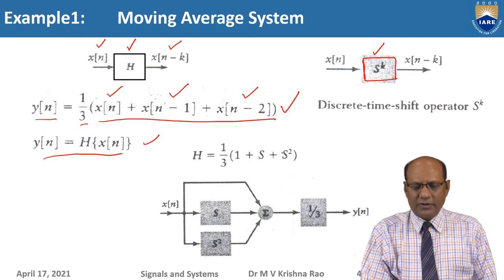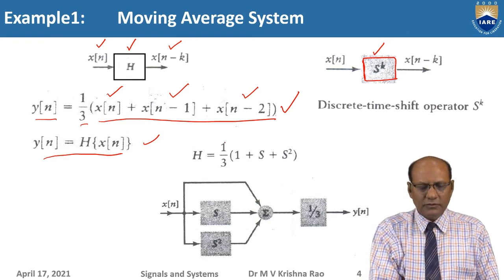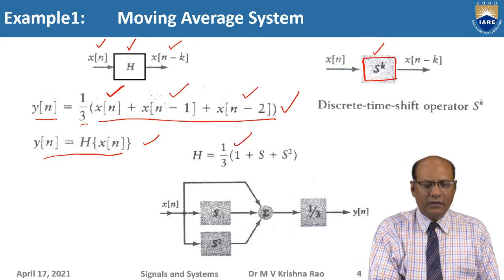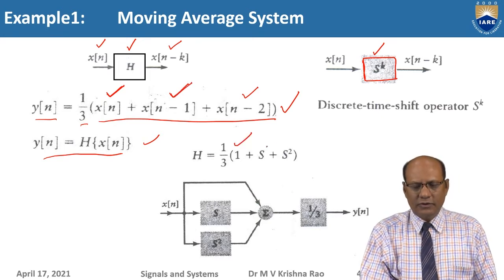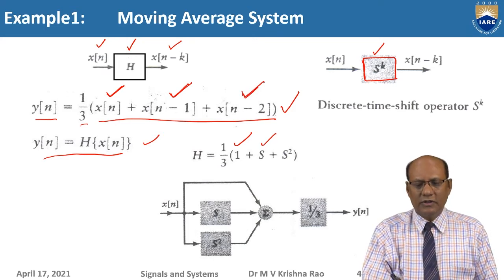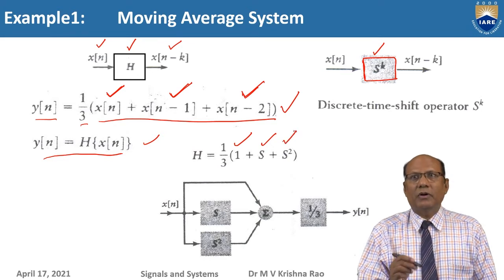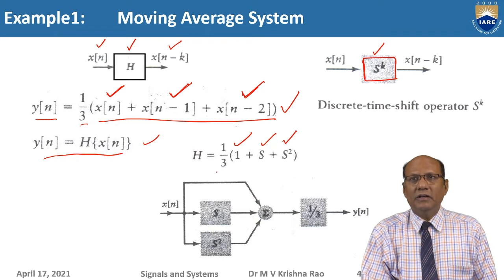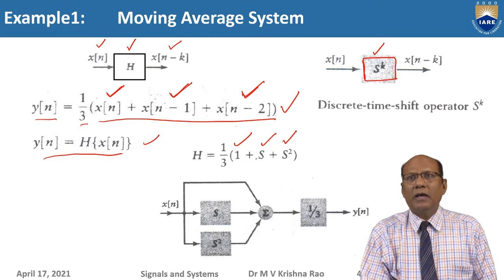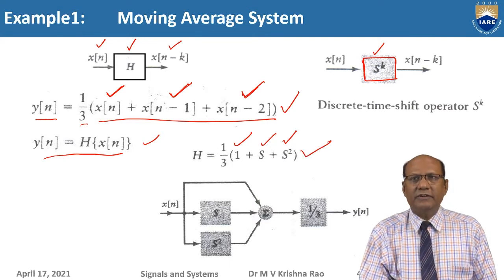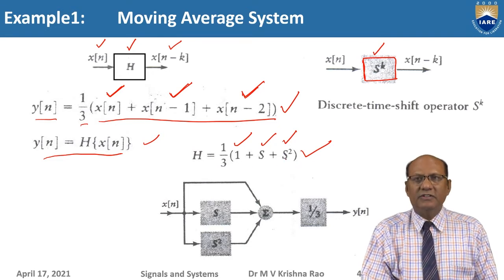In terms of shift operation, how can we represent this? This term has no shift, so here it is 1. Here it is n minus 1, one shift, S to the power of 1. Then here 2 shifts, represented by S to the power of 2, S square. So H equals 1 by 3 multiplied by (1 plus S plus S square). Using the shift operation, I can express the system in this way.